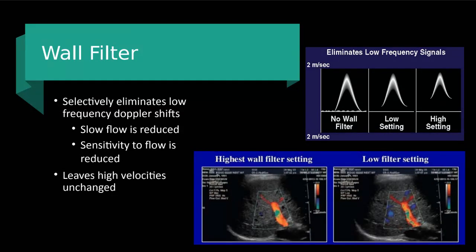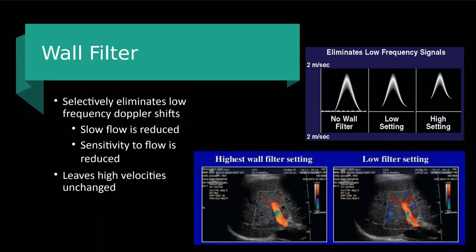So we don't want to use a wall filter in those scenarios where we need to be sensitive to those low flows or those slow flows and those lower velocities. So it's not going to affect our high velocities. So carotids would be appropriate to use a wall filter for because those are really high velocities to begin with. But more so that renal artery stenosis, doing any type of Doppler in the abdomen where the flows are a little bit slower, you don't really want to be using too much of a wall filter. But any peripheral artery, so your arterial legs, your carotids, you can use a wall filter for.